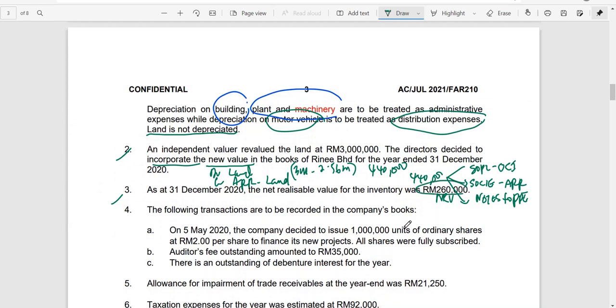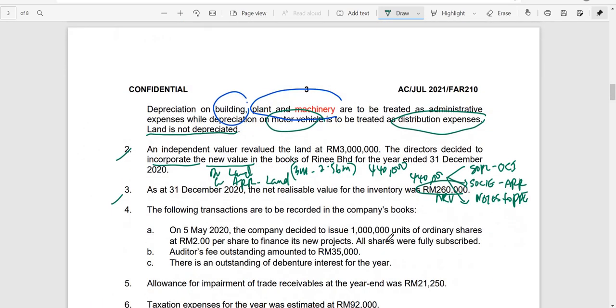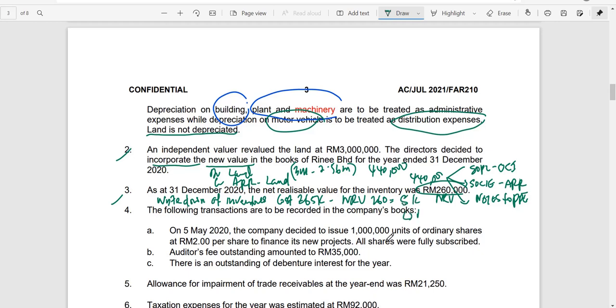So what you can see is that 265 is the cost and NRV is 260. Therefore there is a write down of inventory, and that would be the difference between the two amounts, cost which is 265 minus NRV 260. So you will have 5, and this 5,000 is the one that you will debit to the cost of sale in the statement of profit or loss.